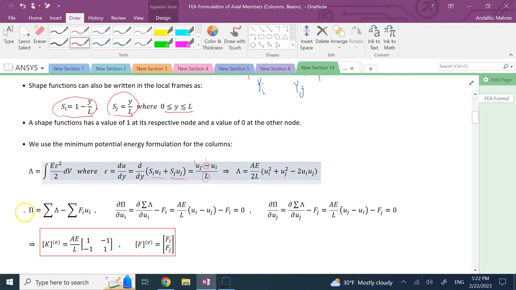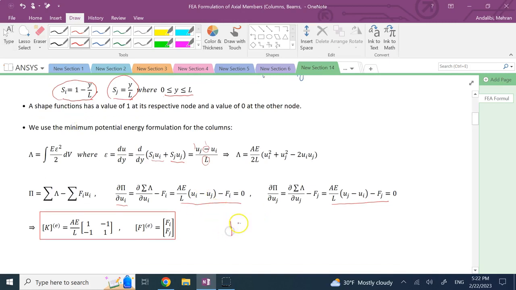And so the total potential energy is the strain energy minus the work done by the external forces. Based on this principle of minimum potential energy, the derivative of this pi with respect to each one of the ui's or uj's is going to be 0. If we take the partial with respect to ui, the result is AE over L times ui minus uj equals fi. If you do it with respect to uj, it's AE over L times uj minus ui minus fj equals 0.